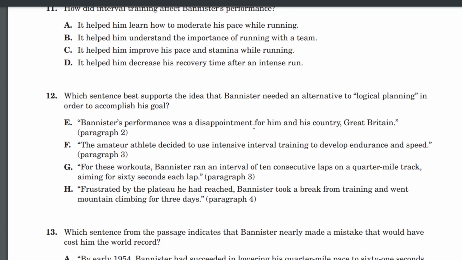Bannister's performance was a disappointment for him and his country. No, that says nothing about an alternative to his logical planning. F. The amateur athlete decided to use intensive interval training to develop endurance and speed. That is his logical planning. But the question asks, what's the alternative to logical planning that he felt he needed? So F is not the right answer. It doesn't meet the condition of the question. G. For these workouts, Bannister ran an interval of 10 seconds. Okay, this is more details about his interval training, so it's not meeting the condition of the question, providing an alternative that he needed.